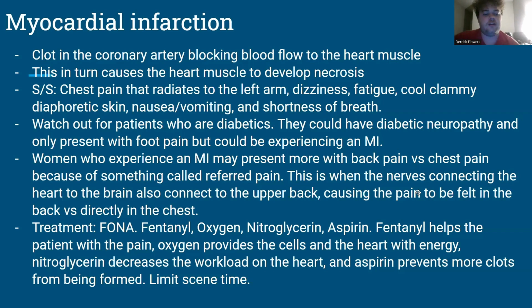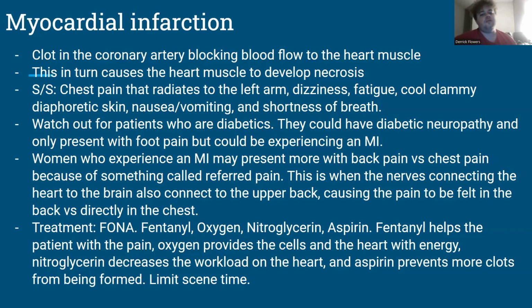Next is a myocardial infarction, okay, a heart attack. So this is a clot in a coronary artery. It could be your LAD, your RCA, it could be your left circumflex, whatever. It's a clot in one of your coronary arteries, blocking blood flow to the heart muscle. This causes your heart muscle to develop necrosis, aka your cells are dying. Basically, what happens in a heart attack is you've got a clot in your coronary artery, which decreases perfusion to that heart muscle. Your heart muscle then dies and releases a toxin called troponin. That's why they want your troponin levels, because they tell you if you're having a heart attack.